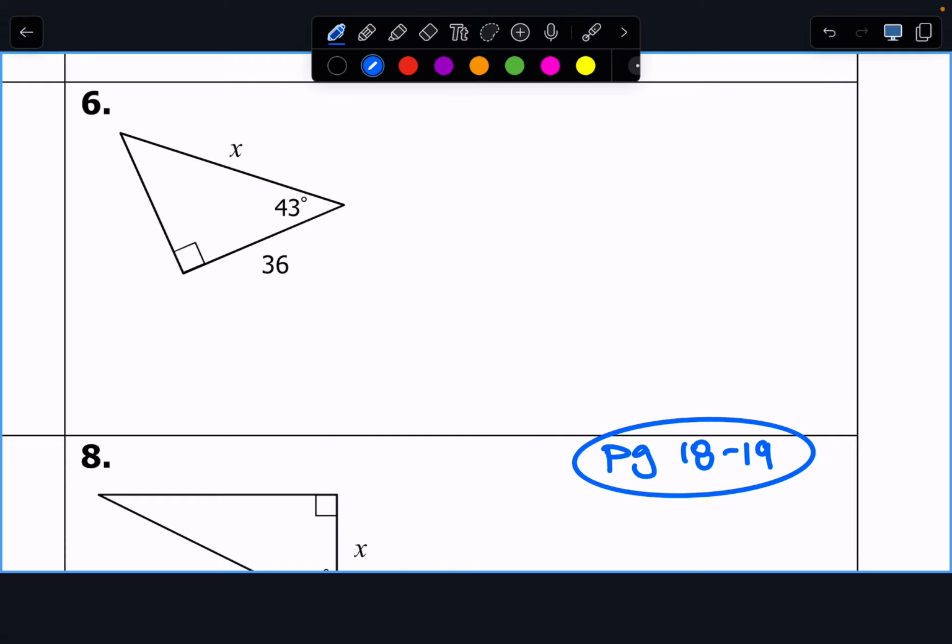We have the hypotenuse and we have the adjacent. So did you use cosine? Yes. Cosine of 43 is 36 over x. So when we take 36 divided by the cosine of 43, did you get 49.2?